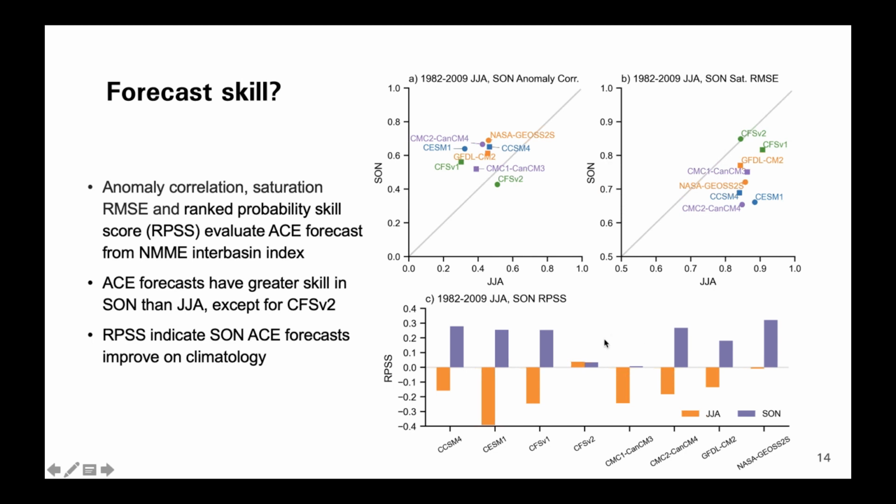Now, negative RPSS values are present during JJA for models other than CFSv2, which is only very slightly positive, which indicates here that JJA forecasts are similar to or worse than climatology when categorically forecasting for a distribution of below, near, or above normal ACE seasons.